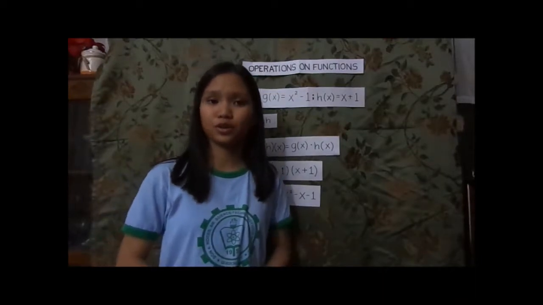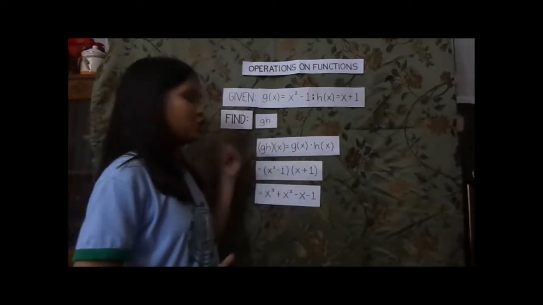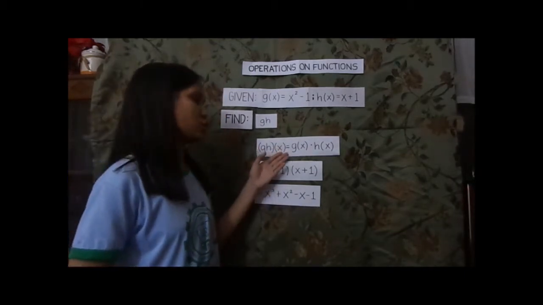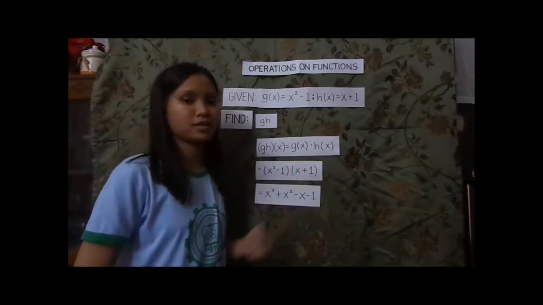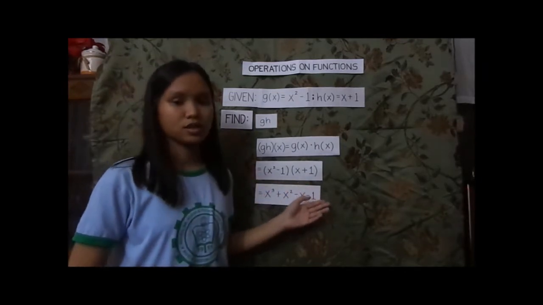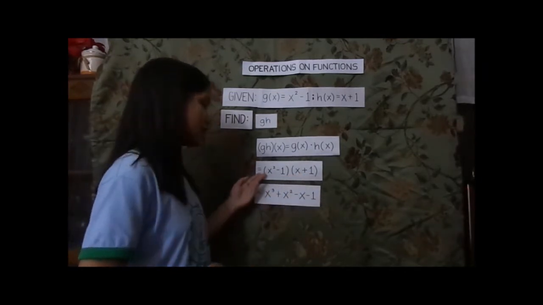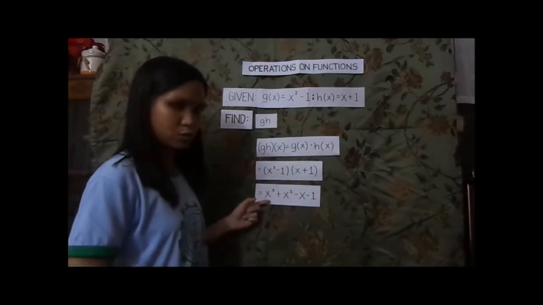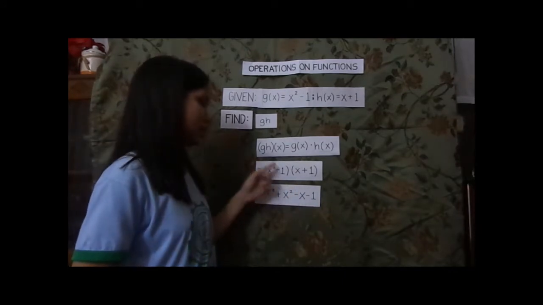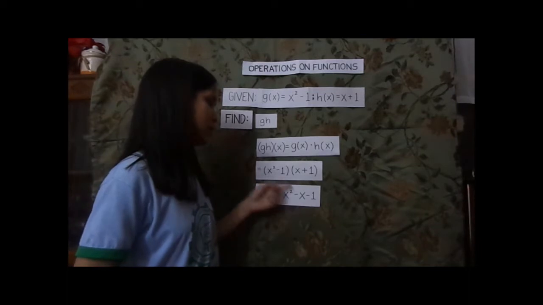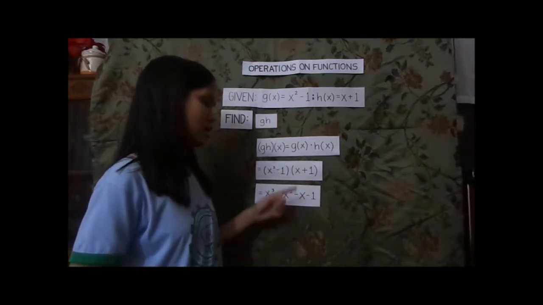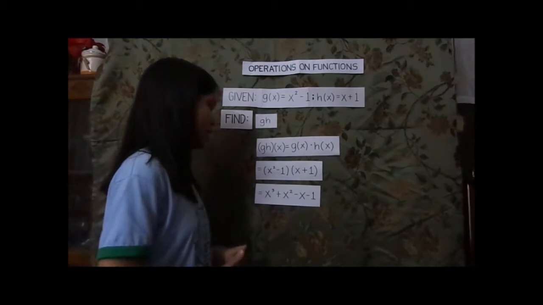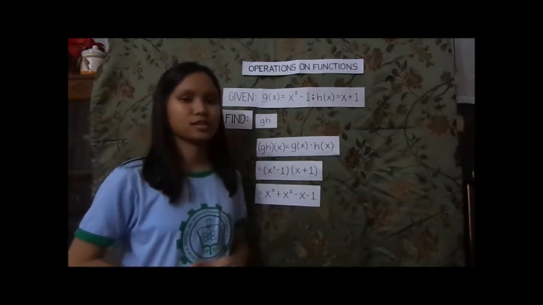Next is looking for the product of the functions. Find g times h. So the solution is g times h of x is equal to g of x times h of x. Substitute again the values. X squared minus 1 times the quantity x plus 1. X squared times x equals x cubed. X squared times 1 is equal to x squared. Then negative 1 times x is negative x, and negative 1 times 1 is negative 1. So the answer is x cubed plus x squared minus x minus 1.